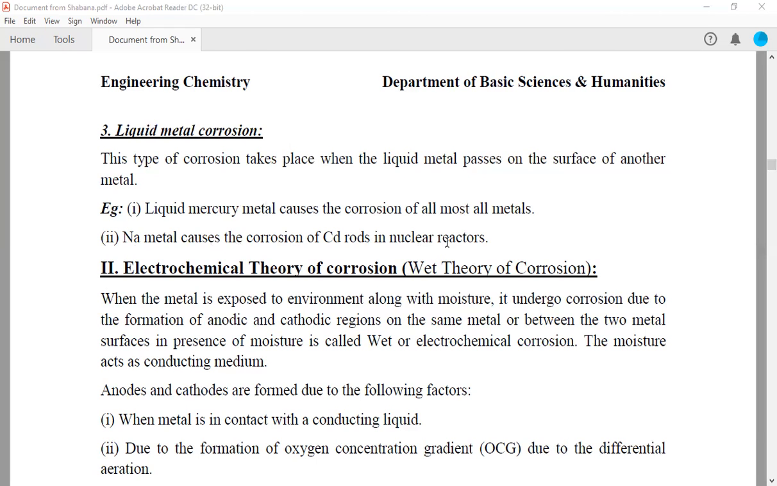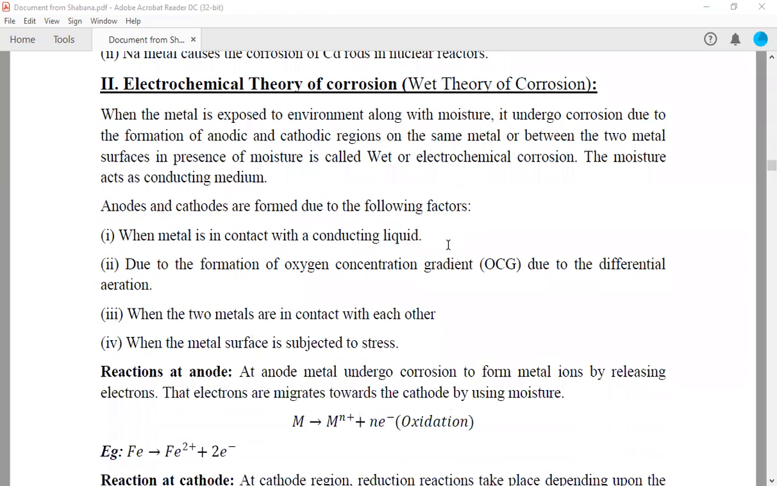So this is about the dry theory of corrosion. Coming to the wet theory of corrosion, this theory is also known as the electrochemical theory of corrosion. It takes place under wet or moist conditions through the formation of short-circuited electrochemical cells. Wet corrosion is more common than dry corrosion.